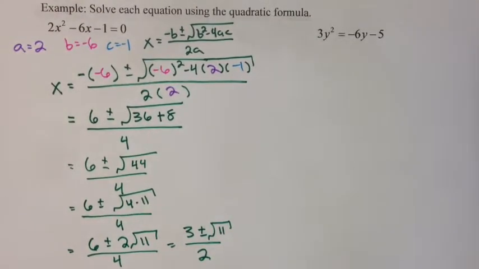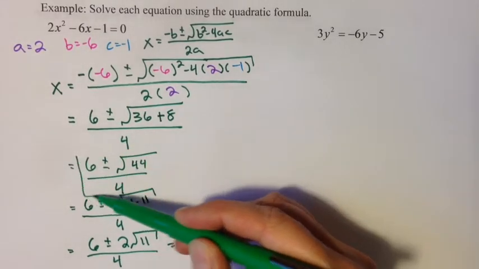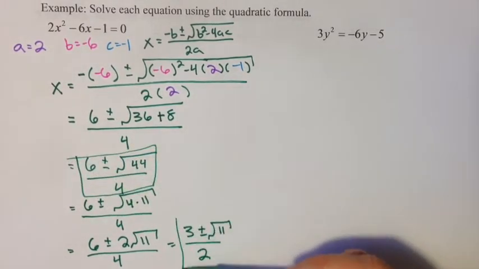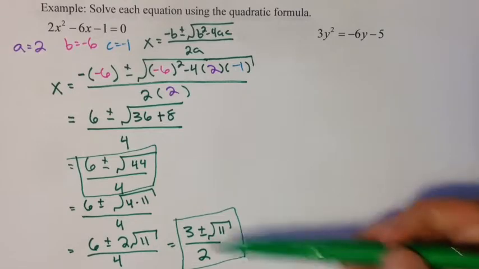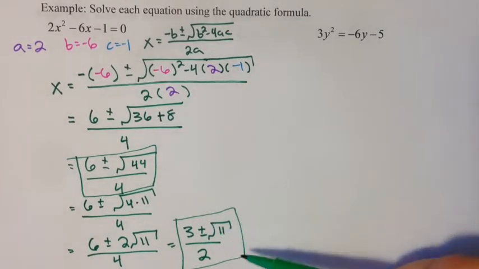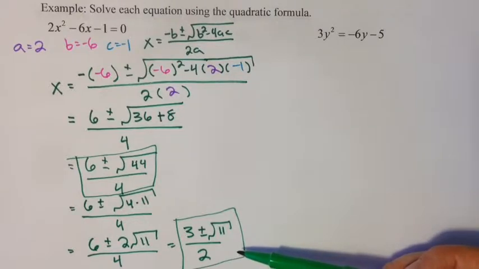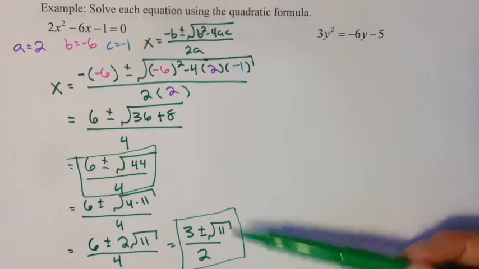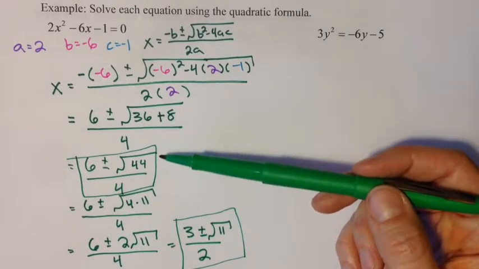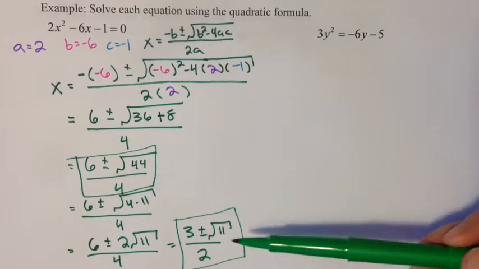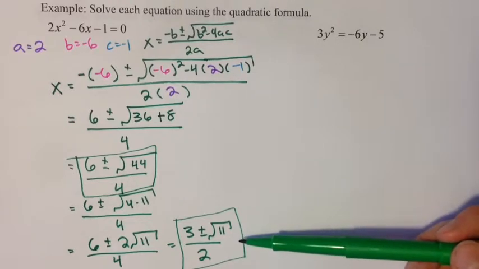I want to be very clear that both this answer and this answer are the same. They are the same numbers. It's just that this one is more simplified. Typically on a test, you'll see that we might take off 1 point or maybe 2 points if you don't simplify. But if you're checking your homework in the back of the book and you have this answer, and you see that the book has this answer, don't panic.